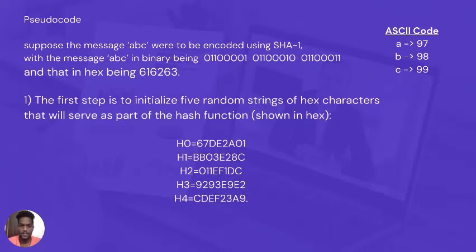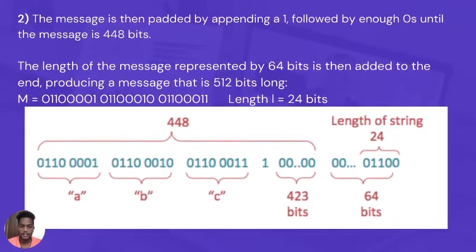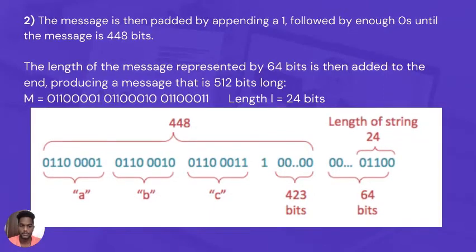So in the first step we will be using 5 random hex characters, H0 to H4. So there will be predefined hex code. We'll be using some random hex code for hash functions. So here the message M is the binary of ABC, and we will be appending a 1 at the end of the message M.